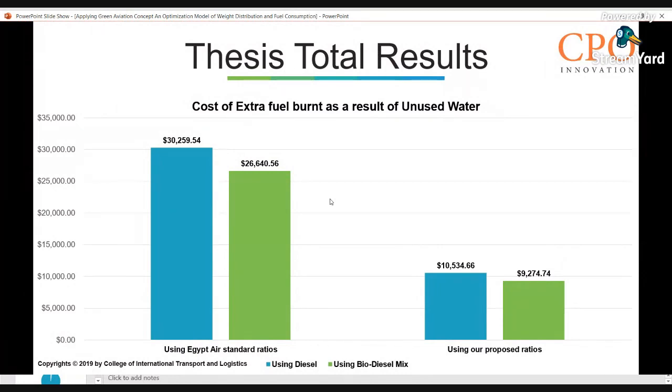So these are the total results of the thesis. The cost of extra fuel burned as a result of unused water. So this is mainly cost. You can see that while using conventional fuel only and Egypt Air standard ratios, Egypt Air was losing around $30,000 each month. Today, while using the biofuel mix and our first approach, Egypt Air only wastes around $9,000, which is much less, and it can surely be decreased much more if more factors were considered and added to the equation.